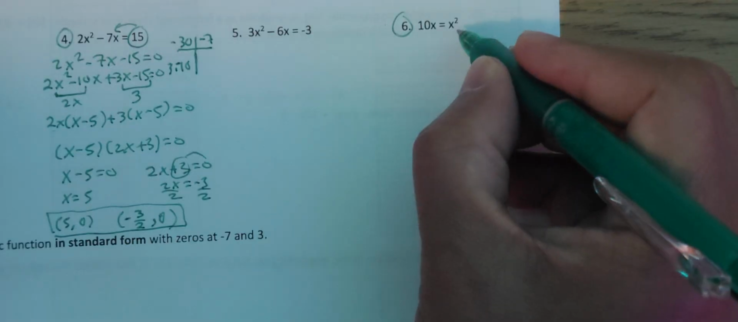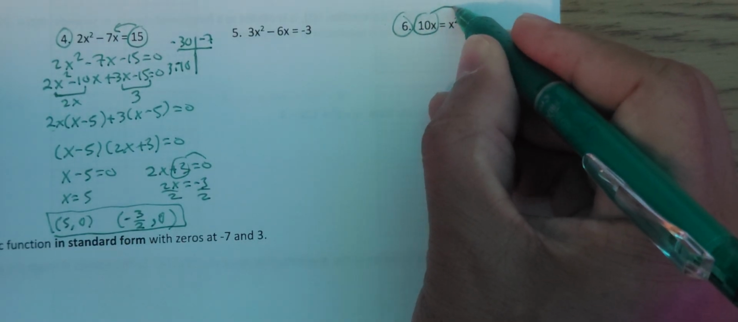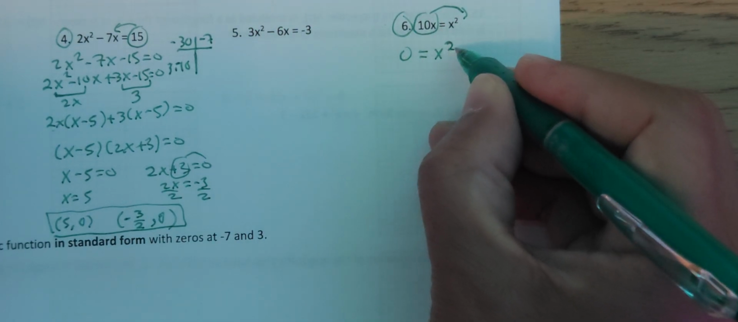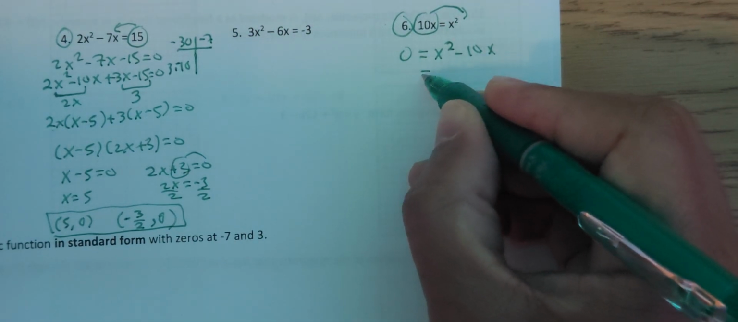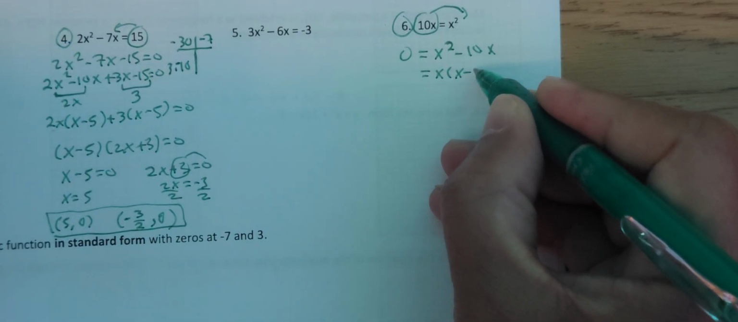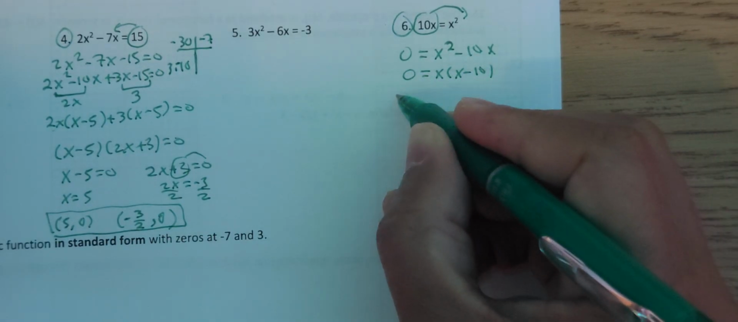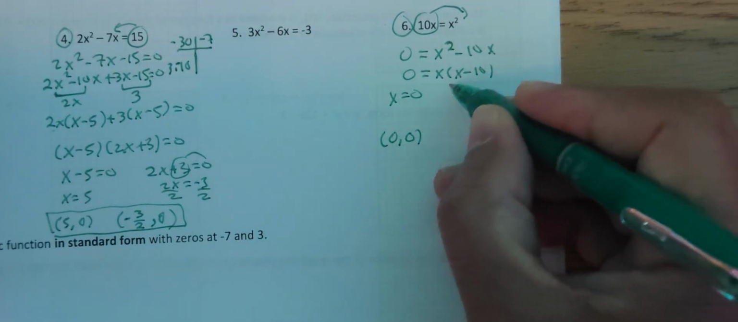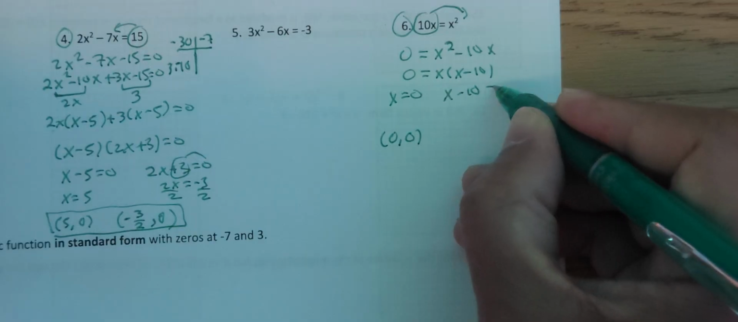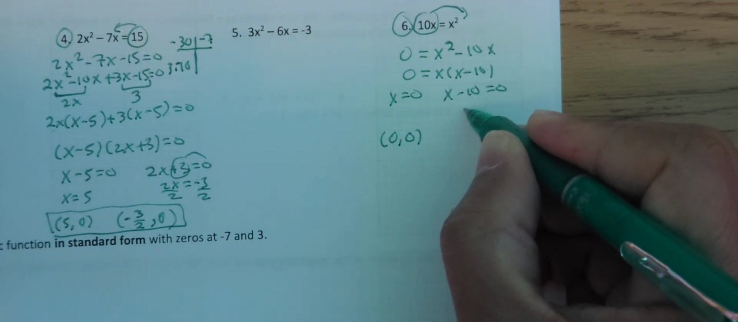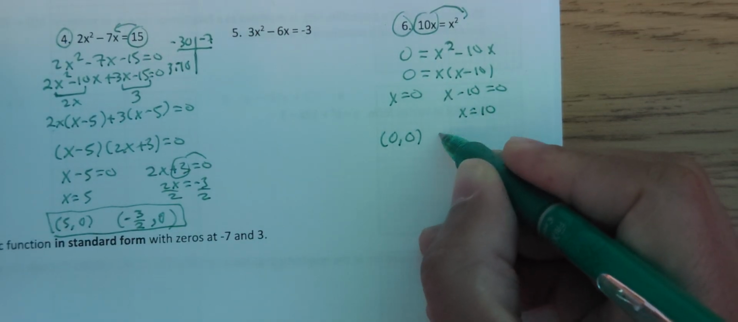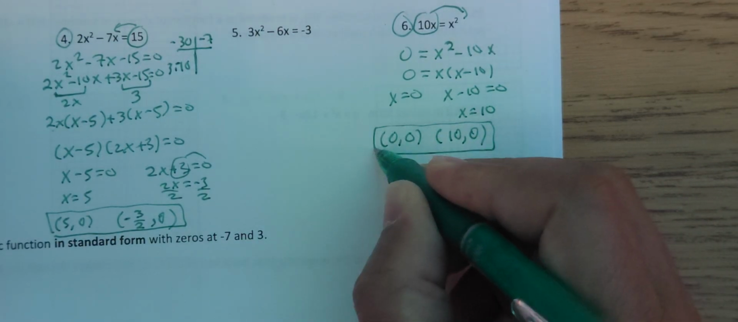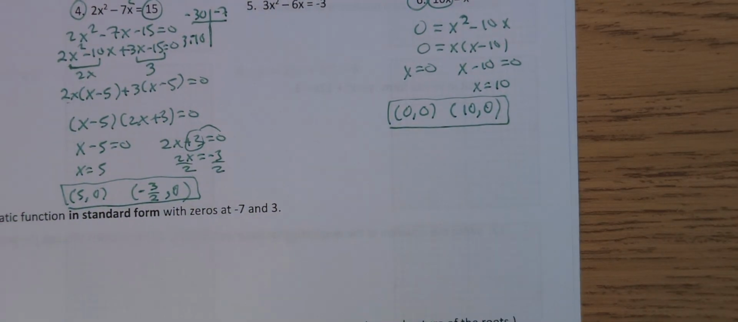All right, number 6. So I'm going to move the 10x to this side. So then we have 0 equals 10x squared minus 10x. And then there's a GCF of x. So I'm going to factor that out. So then we have x equals 0. That's one solution, so one point of intersection is the origin. And the other is x minus 10 equals 0, which means x equals 10 because you add 10 to both sides. So the other point of intersection is 10, comma, 0. And there you have the two solutions to this quadratic equation.